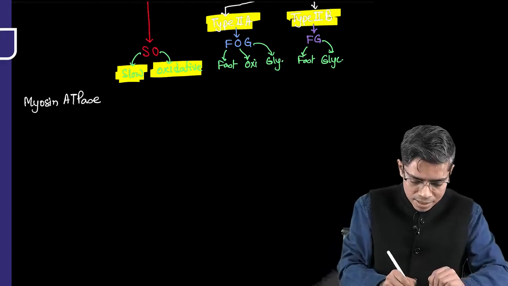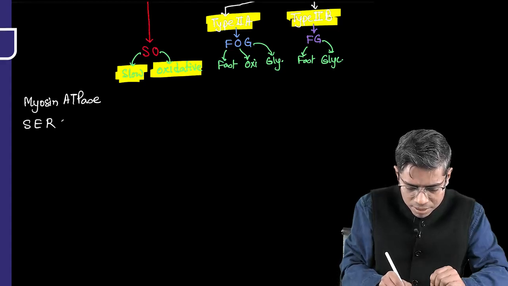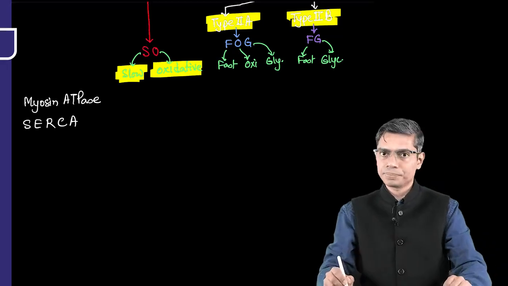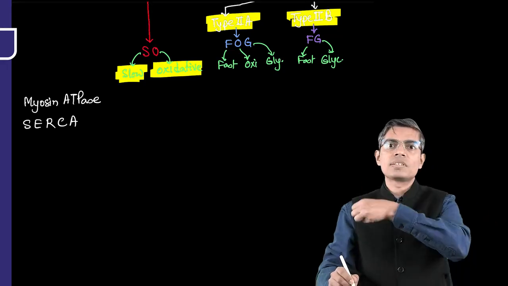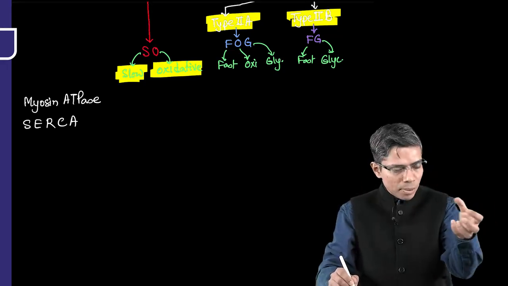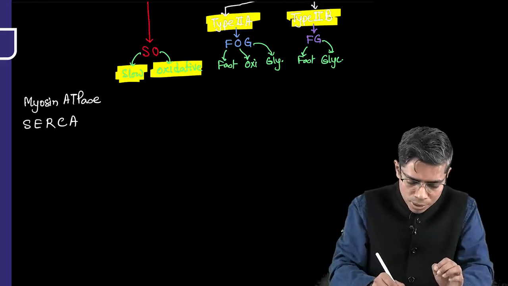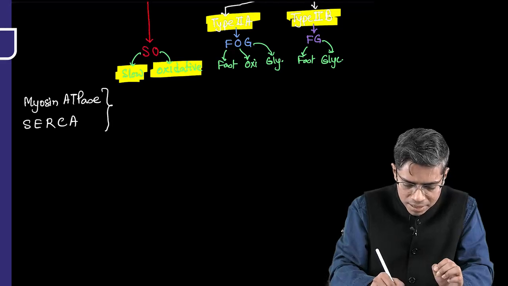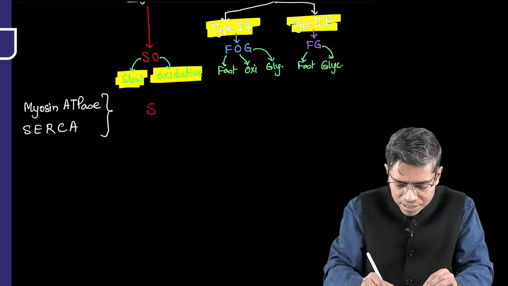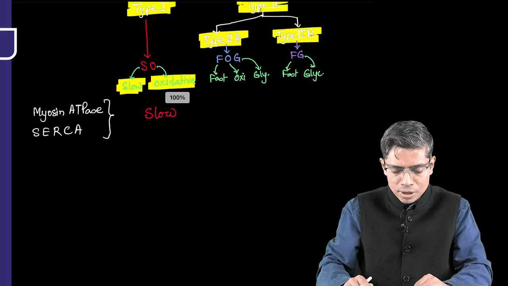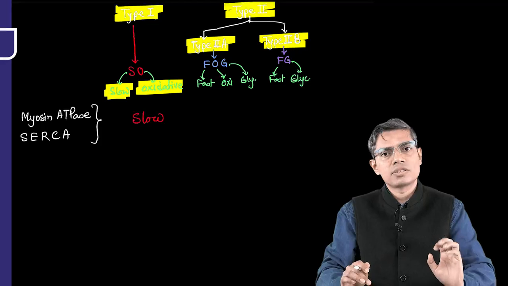And second thing, there is a pump, and that pump is known as SERCA. I hope all of you remember. This pump was mopping up calcium from the cytoplasm to the sarcoplasmic reticulum. If this mopping up is slow in nature, then again the relaxation will be slow. So myosin ATPase and SERCA pump are low in activity, very slow, in case of type 1 muscle fiber. That's why the contraction and relaxation of the muscle is slow.